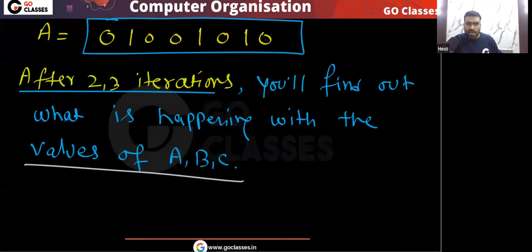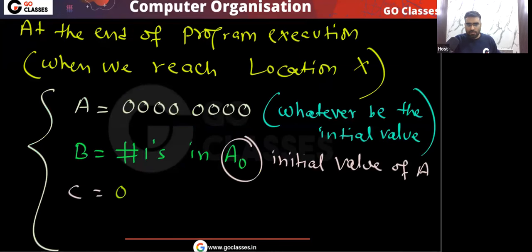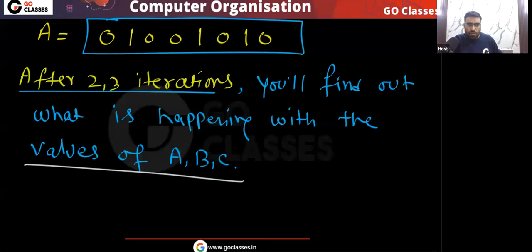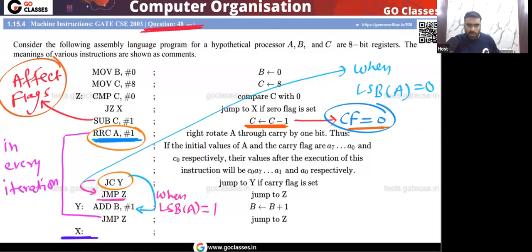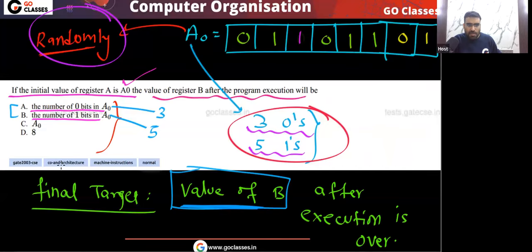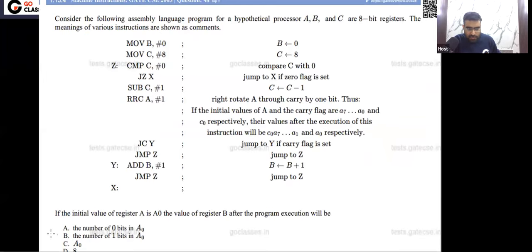These are actually very simple. Did you understand this explanation? So for question number 48, what will be the answer? You can see, the answer will be option B: the number of ones in A0. Simple. Answer will be option B. Now let's move on.